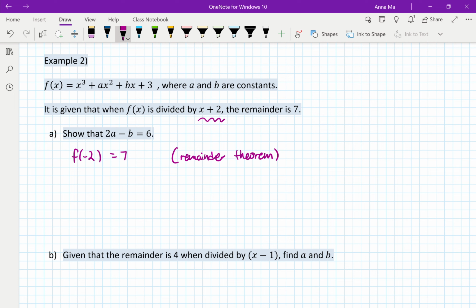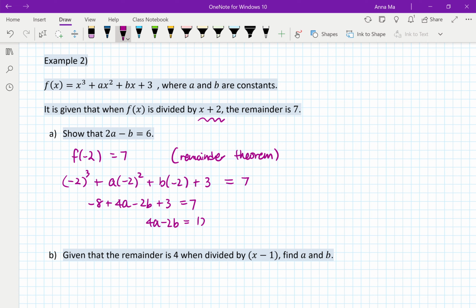So if I sub in minus 2 into f of x, it'll be this pretty much. And we already know it has to equal 7. And if I just simplify that, it's negative 8 plus 4a minus 2b plus 3 is equal to 7. Move all the constants to the other side, which is going to be 12. And if you divide everything by 2, you would get the desired result, which is 2a minus b is equal to 6. Boom.